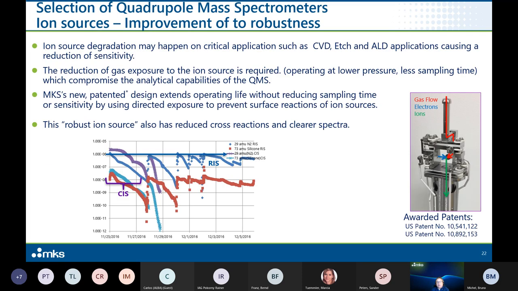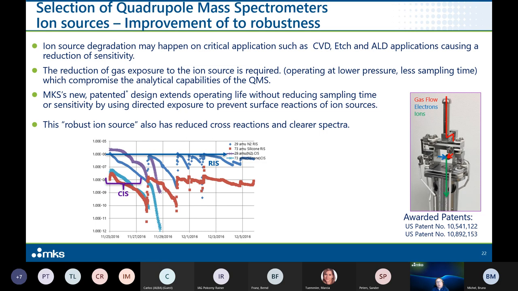Another concern in the development at MKS is the robustness of the ion sources. As you can imagine, the ion source is the element that is completely exposed to the process gases, and this is typically the part which fails first if you have a failure on a mass spectrometer. We have developed and patented a new robust ion source, an ion source with improved robustness. All we do here is reduce the pressure in the ion source a little bit without making any compromises on the sensitivity.